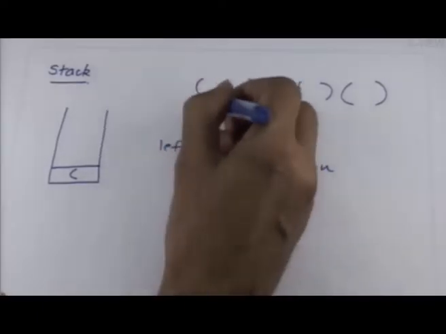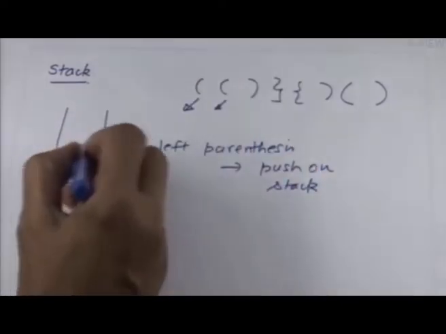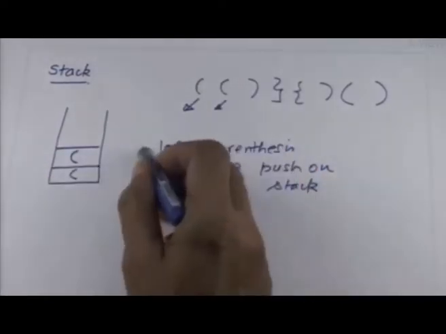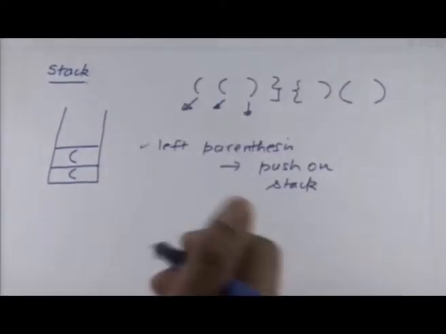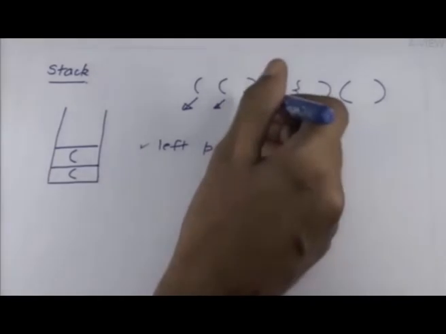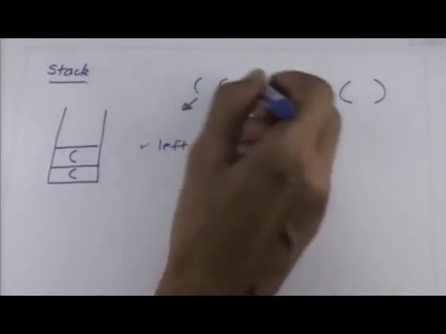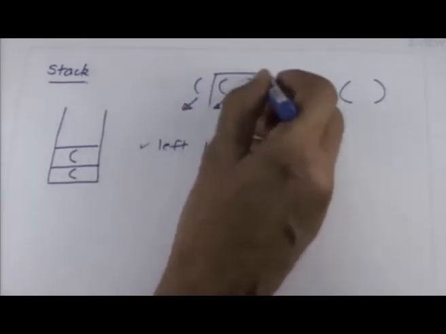I read the next symbol, I see another left parenthesis, and I again push it on the stack by the same argument. Now I find a right parenthesis. If I have seen a right parenthesis, then everything up to the left parenthesis is the matching balanced expression. Thank you.